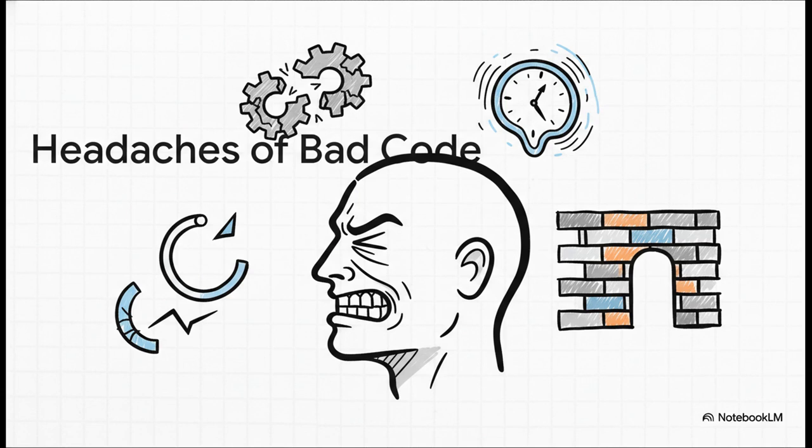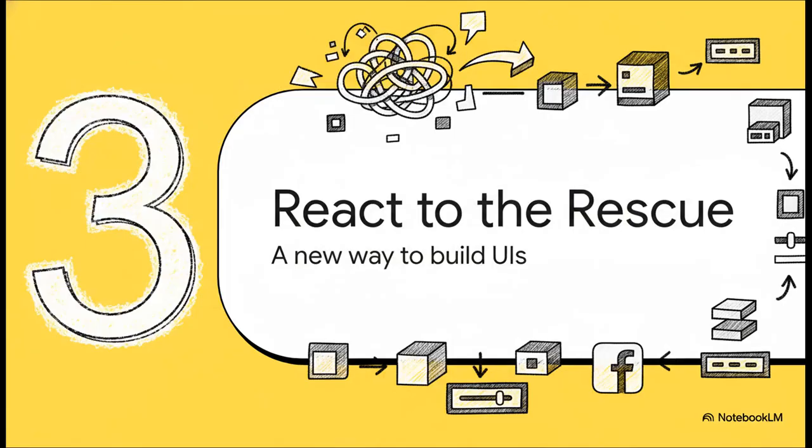And this isn't just an annoying problem for the person writing the code. This tangled mess makes it incredibly hard to add new features. It makes fixing bugs a huge chore, and ultimately it leads to a slower, buggier website for you, the user. And that, of course, has a real impact on a company's bottom line. So to clean up this spaghetti code mess, we needed a whole new way to think about building websites. And that's where React comes in.